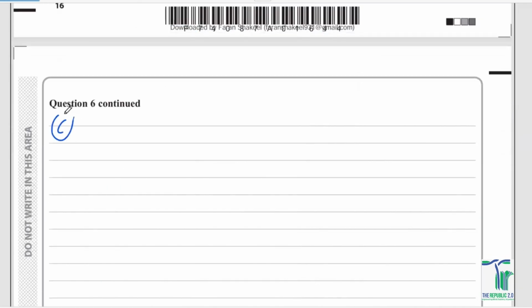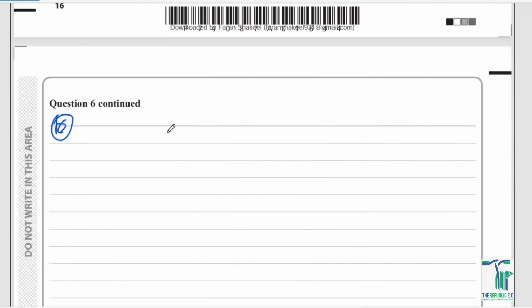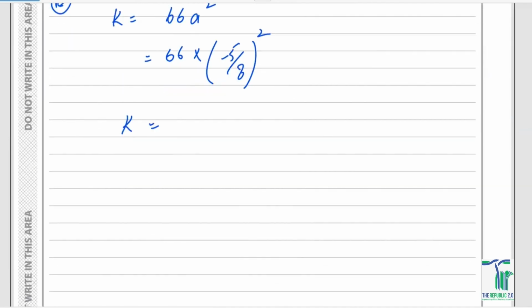And similarly for the B part, since I'm looking for k, I'm just going to equate k against 66a squared. So k equals 66a squared. I'm just going to plug in the value of a, which is negative 5 by 8, squared. And by just sorting it out, I would be having 82 point.